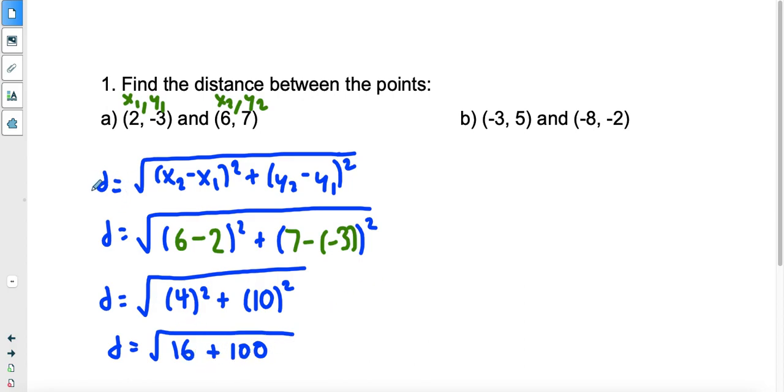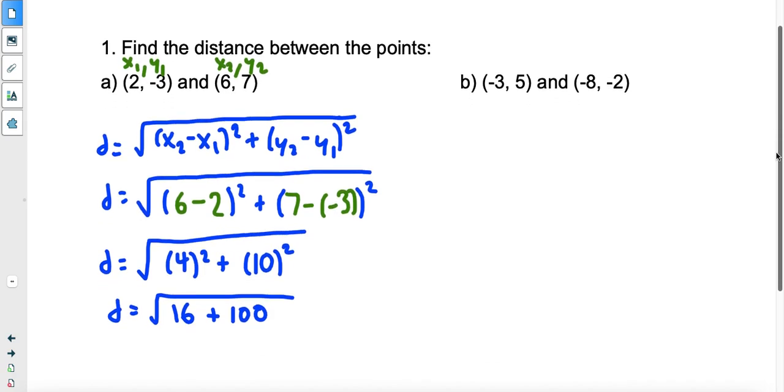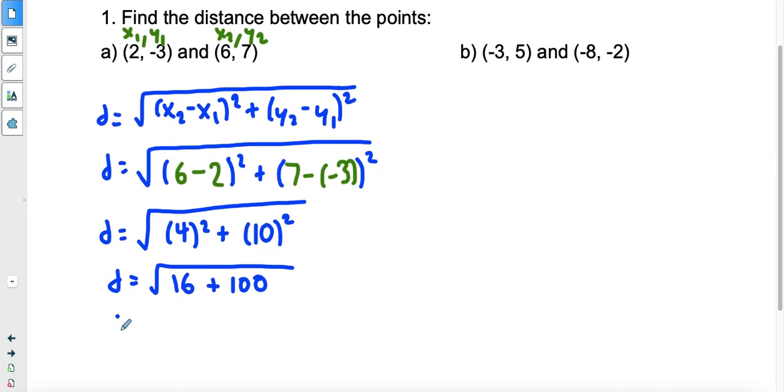16 plus 100 gives me 116. And now we just need to take the square root of 116, and that will tell me the distance between the 2 points. The square root of 116 is approximately 10.8. So the distance between these 2 points is approximately 10.8.